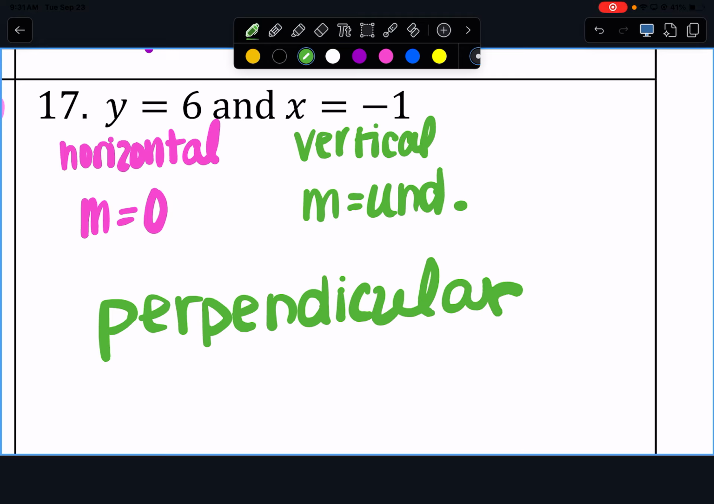But verticals are always undefined? Verticals have an undefined slope, yes. It's because the slope would be 1 over 0, and we can't divide by 0.